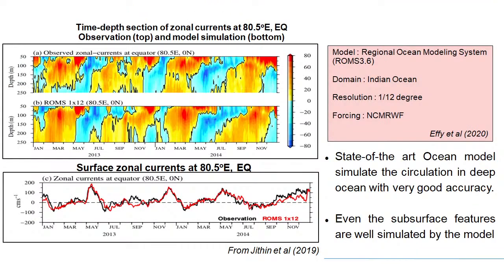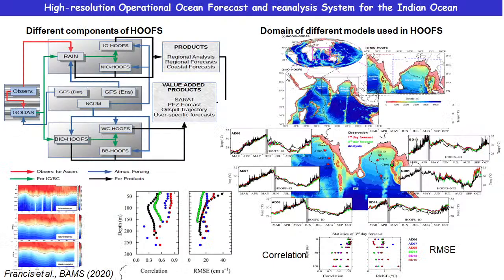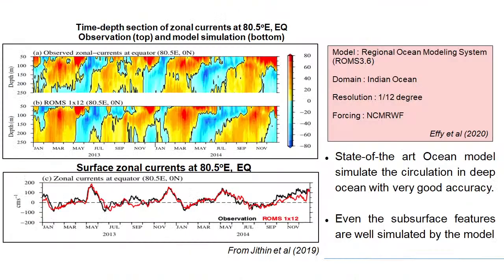But I wanted to show how the models perform in the equatorial region. So this is the simulation and observation from an equatorial location, 80.5 degree east and equator. The model is the same one which I was talking about. The basin scale Indian Ocean ROMS has a resolution of 1/12 degree, about 9 kilometer resolution. So the top panel, what you see here is the observation. So equatorial current, I am not going to the details of equatorial currents or its dynamics, but what you see is that, okay, there are occasions on which equatorial currents are quite strong and flowing from west to east.